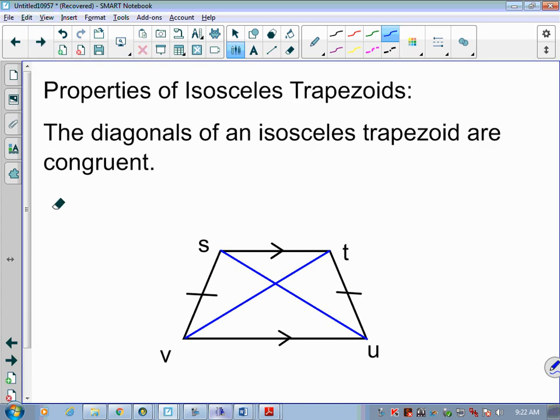The other property, we only have two specific properties to isosceles trapezoids. The other one is that the diagonals of an isosceles trapezoid are congruent, which means that SU is congruent to TV. Okay? Those two things are congruent.